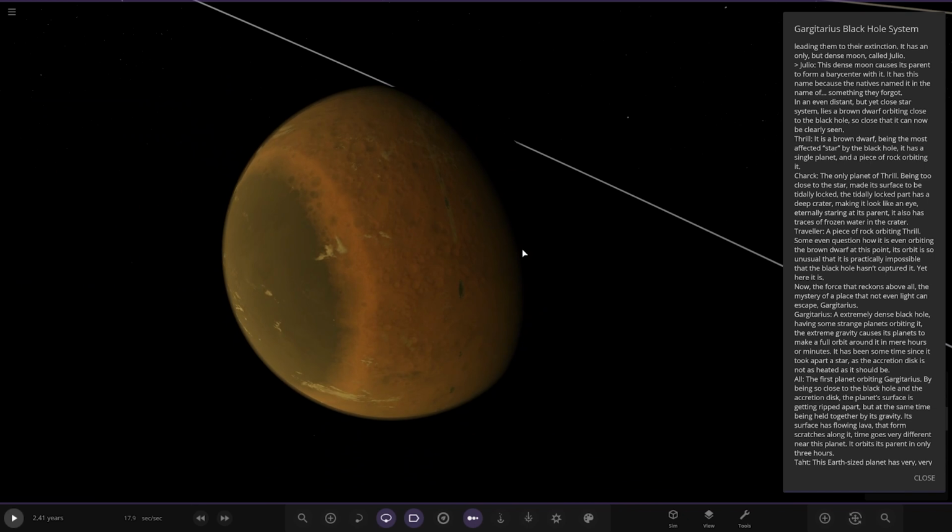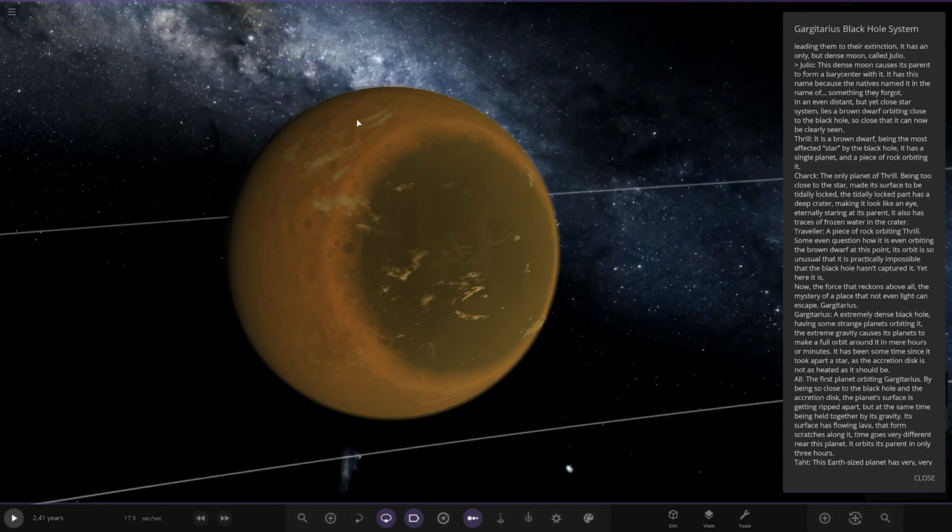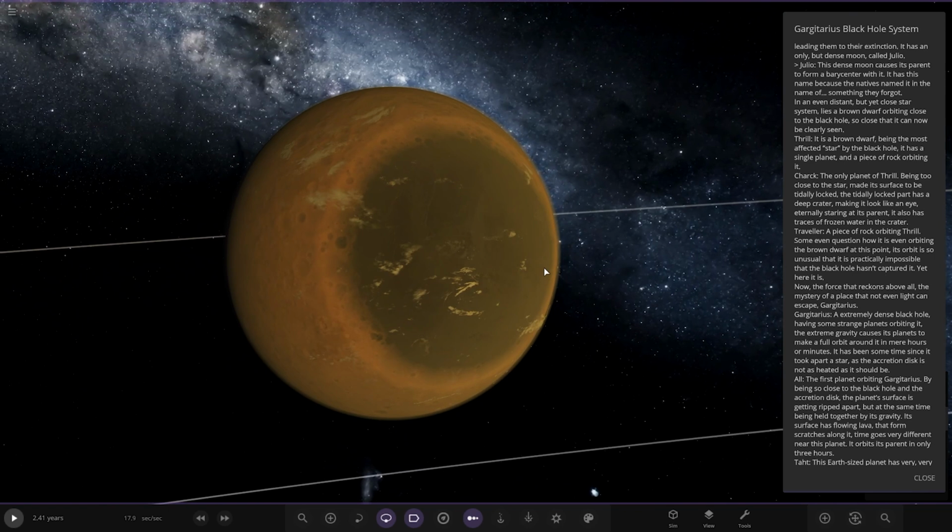Being too close to the star made its surface tidally locked. The tidally locked part has a deep crater, making it look like an eye, eternally staring at its parent. Ah, yes. Okay. It also has traces of frozen water in the crater.